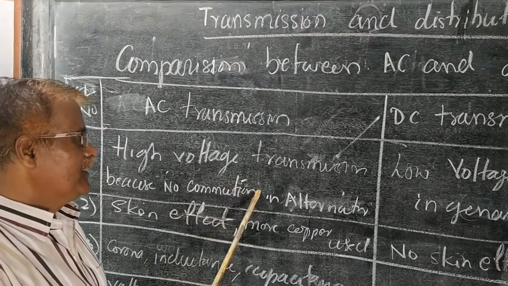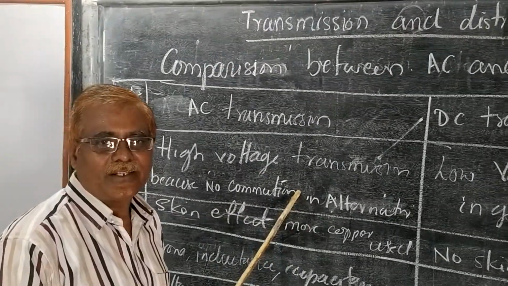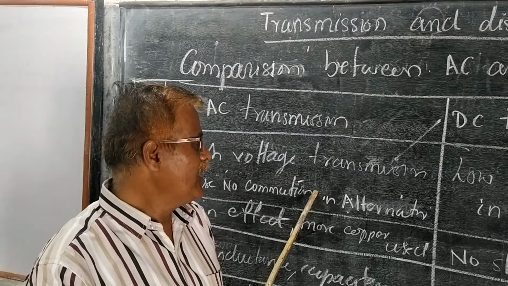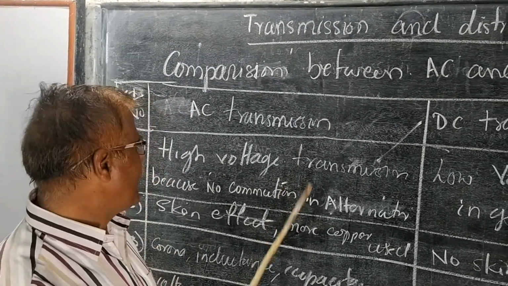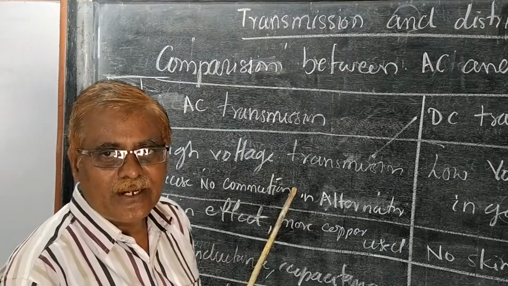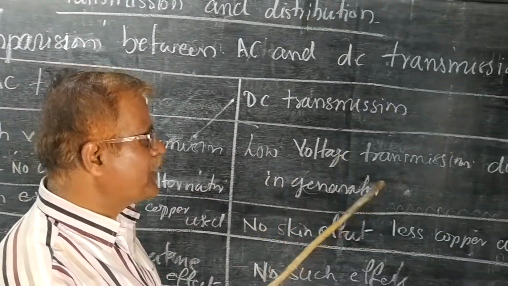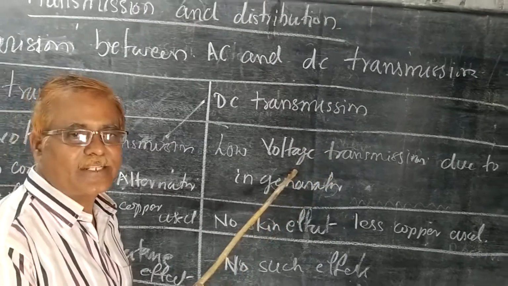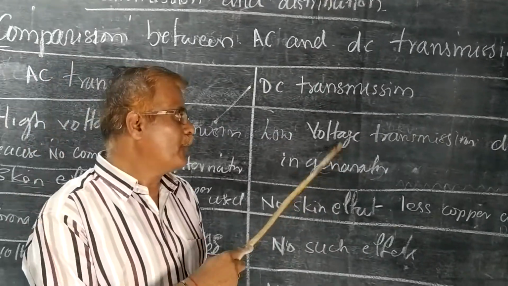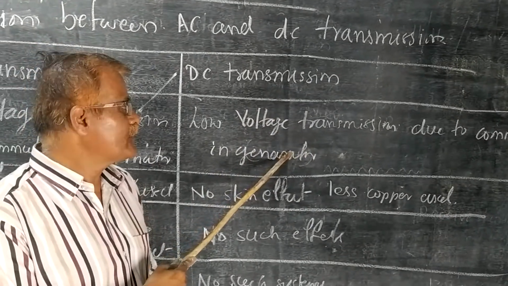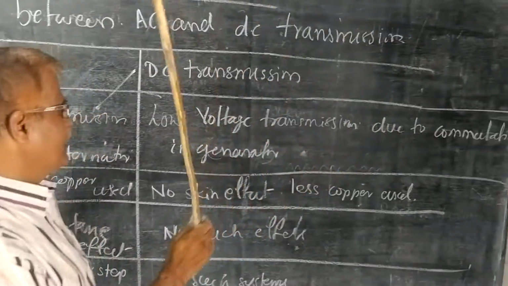In an alternator there is no commutator. Hence there is no commutation problem in the alternator. So that's why high voltage can be built up in alternators. But in a DC generator there is a commutator. Due to commutation, high voltage is not generated.